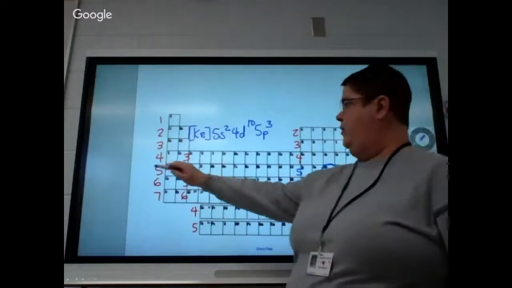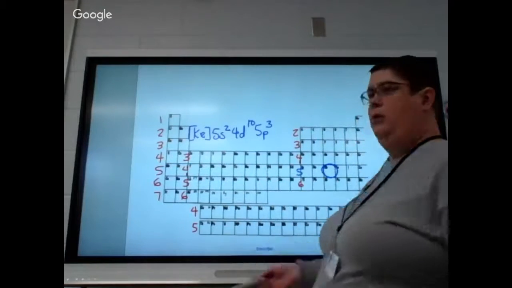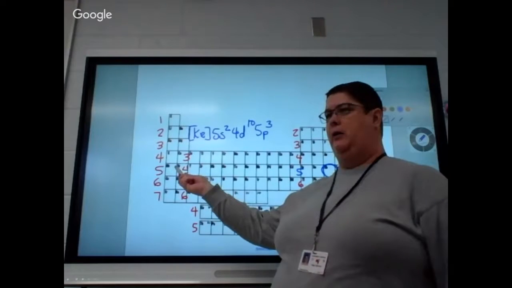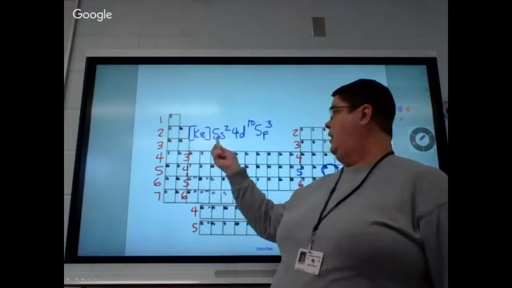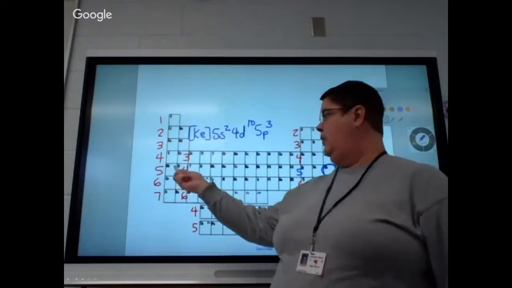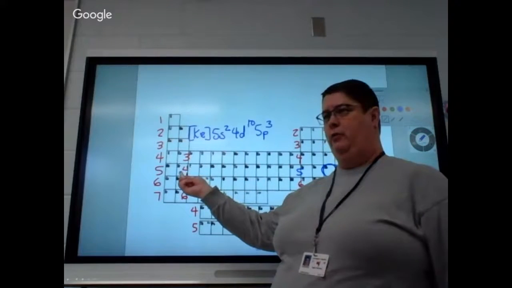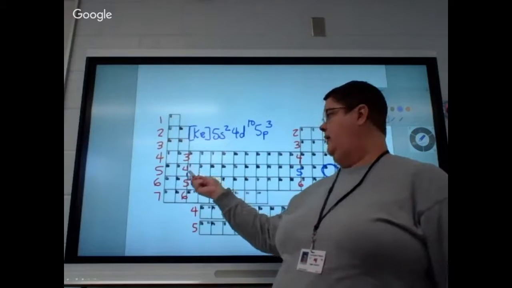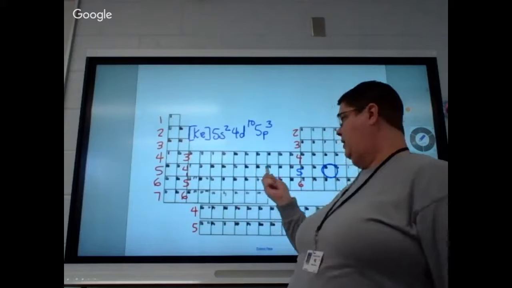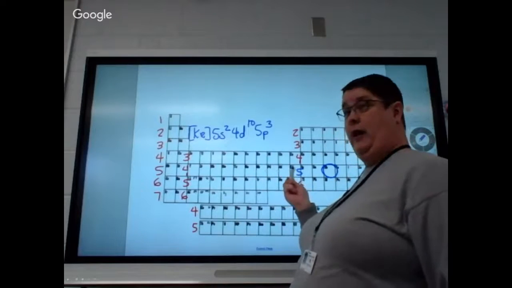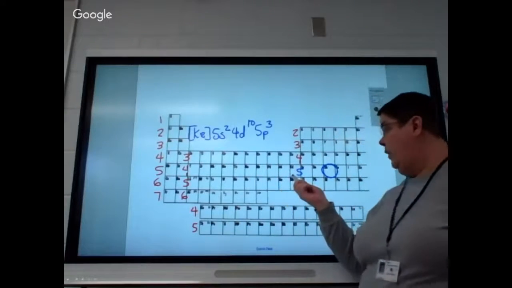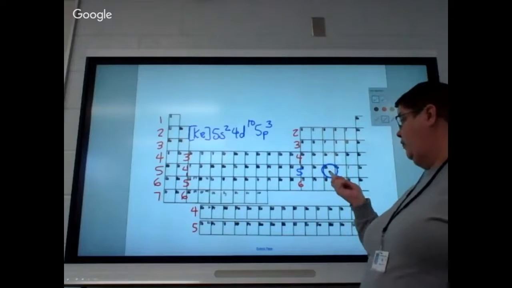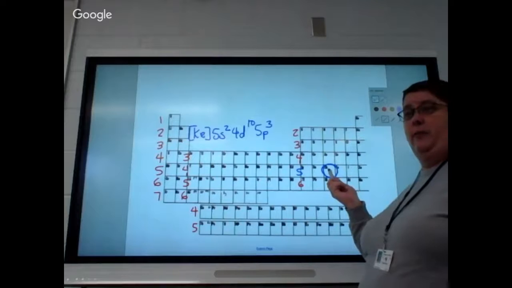So then we go back over here and we read across the row. So 5, and then what's this block? So that's why I got 5s. And then 2 elements, so 5s2. And then what number? What block? And then I count. How many do I have? That's why I wrote 4d10. And then what number? What block is this? And how many do I have before I hit Sb? That's why I wrote 5p3.